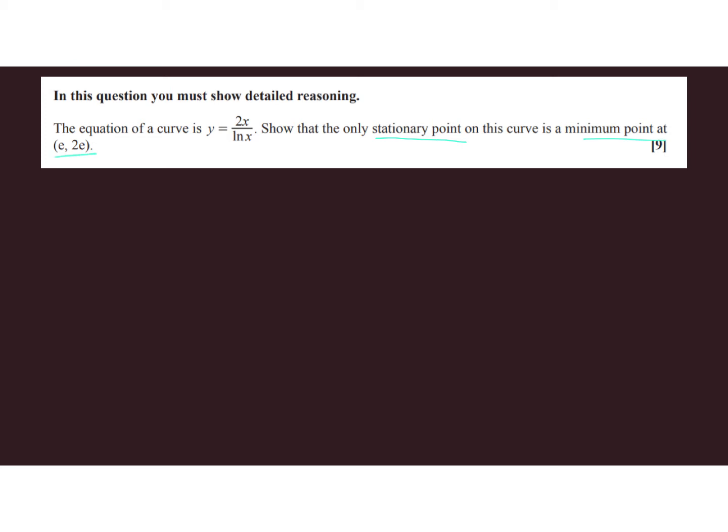Now, look at the marks available here. 9 marks. That means there is a lot required of us, and we must show detailed reasoning, which means we must show our work very clearly. Now, we know, to begin with, we need to differentiate this function, and it's set up in a way that suggests the quotient rule is going to be our best option.